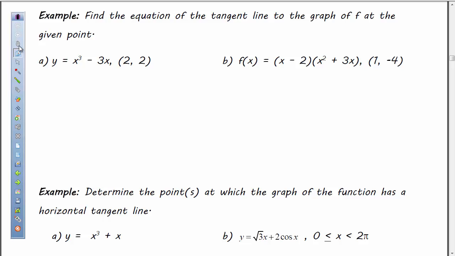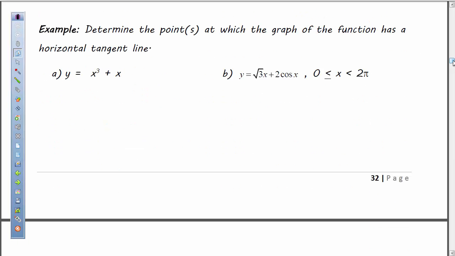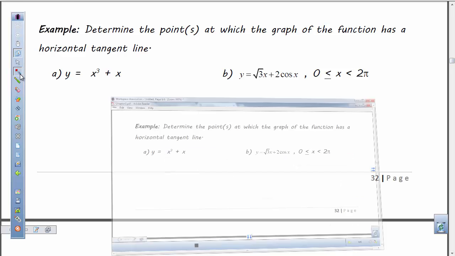And we were just talking about it. If we have a horizontal tangent line, it has a slope of what? 0. Okay, a horizontal tangent line has a slope of 0. So what we're going to do is take the derivative, set it equal to 0, and solve. So determine the points at which the graph of the function has a horizontal tangent line. First step, find the derivative.